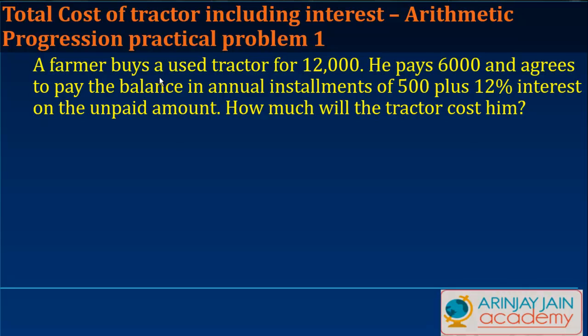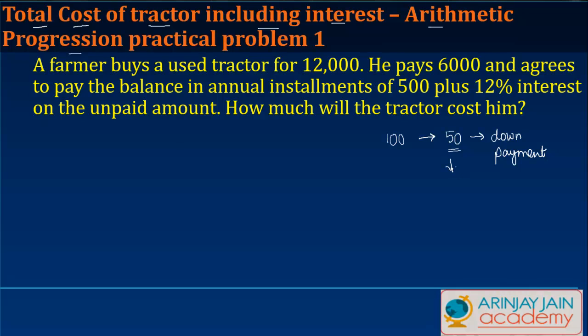In this video, we are going to see how you find out the total cost of a tractor, including the interest that you pay, by using arithmetic progression. Many times you purchase an asset. Let's say you buy it for 100. Out of this 100, you pay some amount to the seller in the beginning, let's say 50 rupees, which is known as down payment.